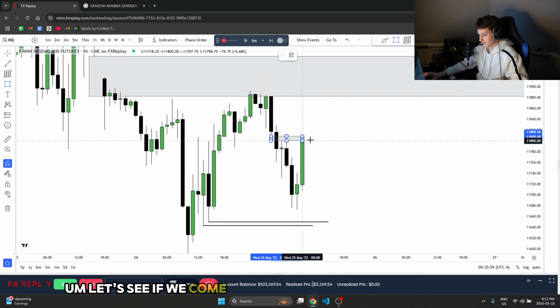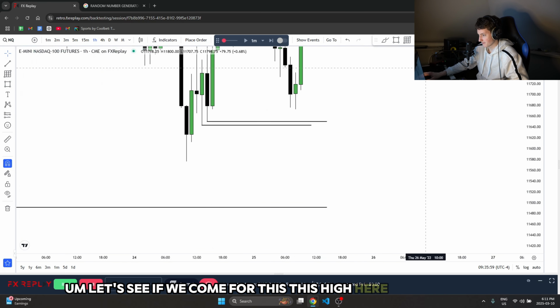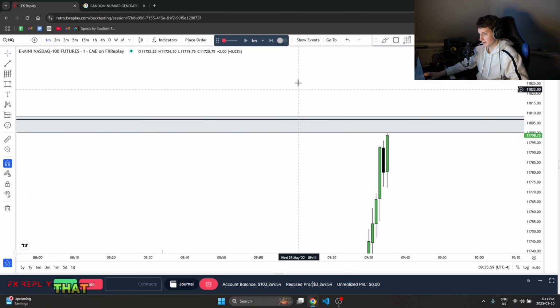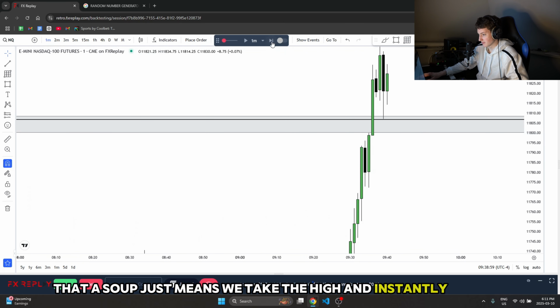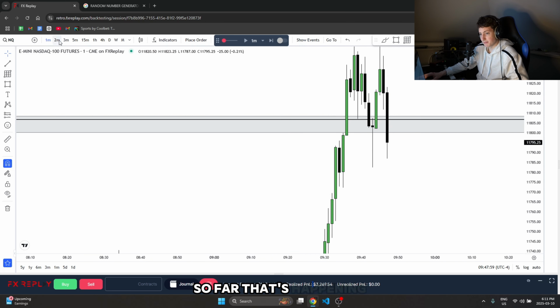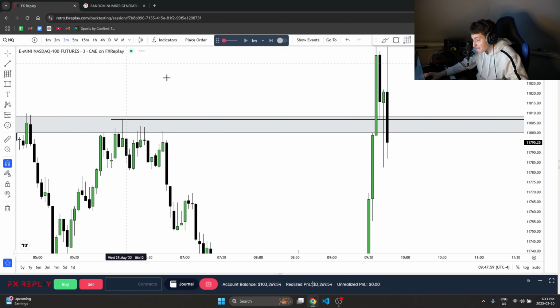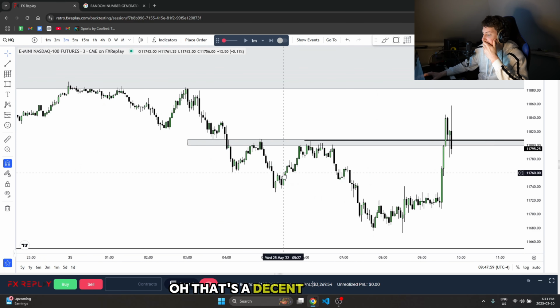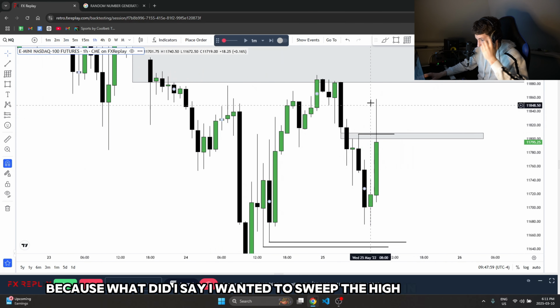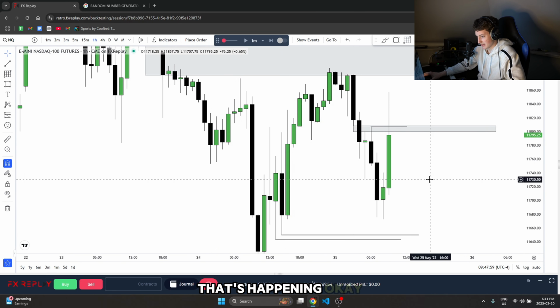Let's see if we come for this high here on the hourly. Potentially soup that. A soup just means we take the high and instantly reverse. So far, that's happening. Ooh, that's a decent short, okay? Because what did I say? I wanted to sweep the high and reverse. Well, that's happening, okay?